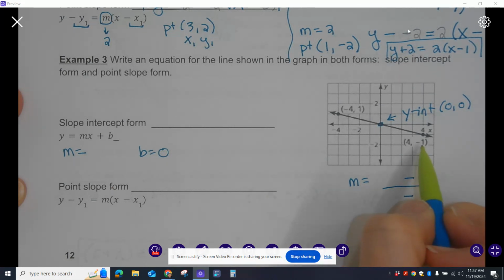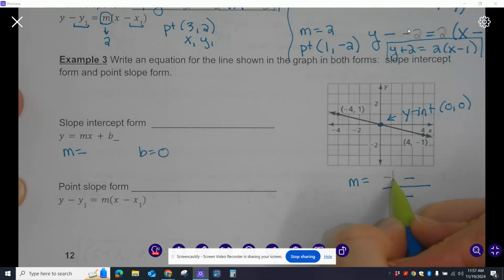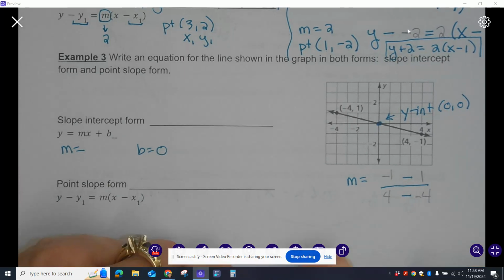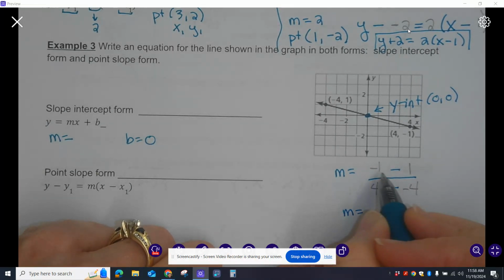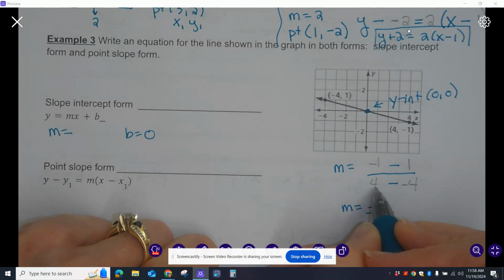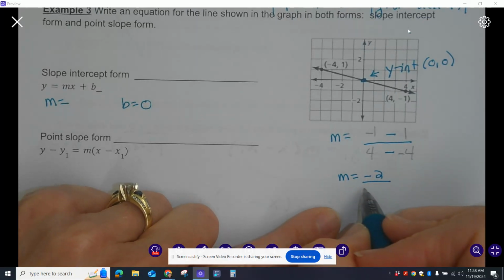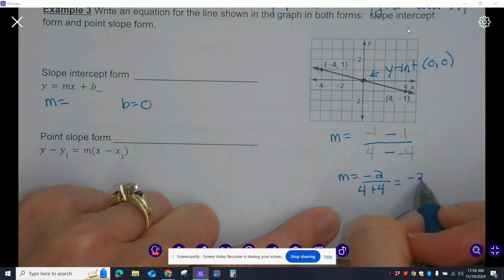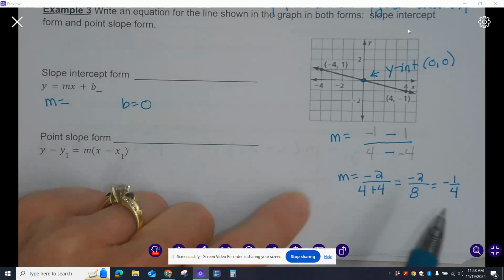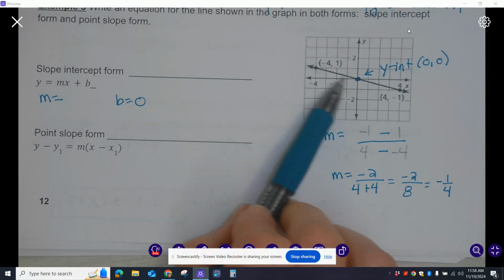I want to put my y values on the top, so I'm going to put -1 and 1. I want to put my x values on the bottom, so I'm going to put 4 and negative 4. Okay, now let's simplify that. Negative 1 minus 1 is negative 2. 4 minus negative 4, minusing a negative is the same as adding, so this is 4 plus 4. So in my numerator I have negative 2, in my denominator I have 8. That simplifies into negative 1/4.